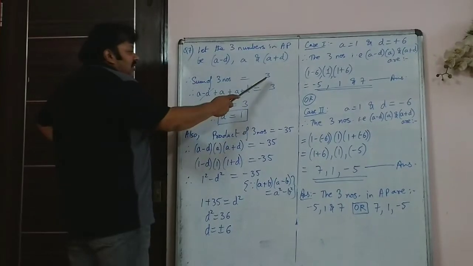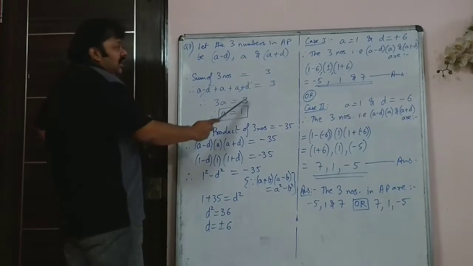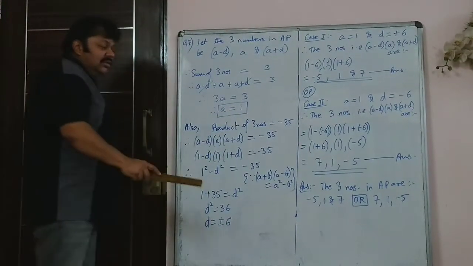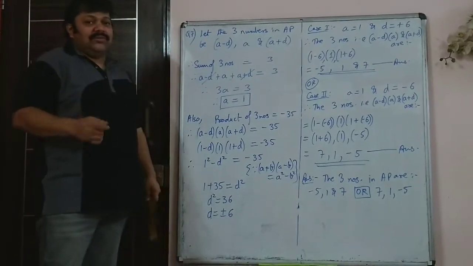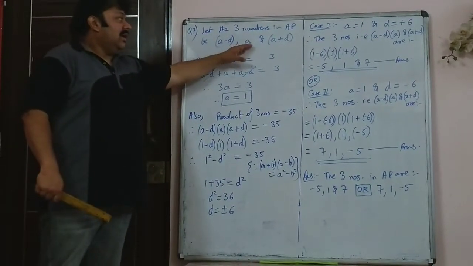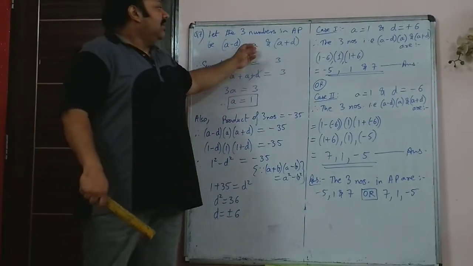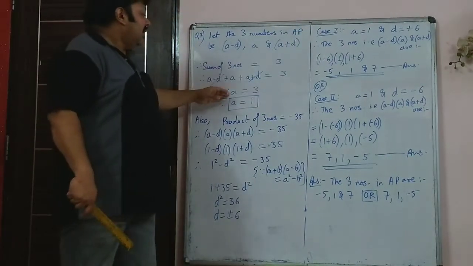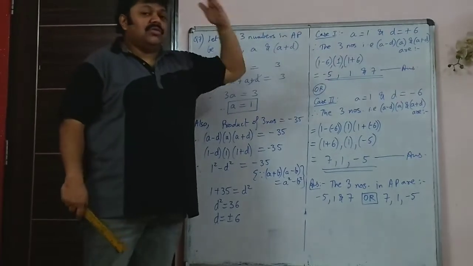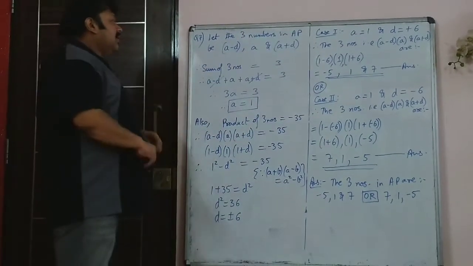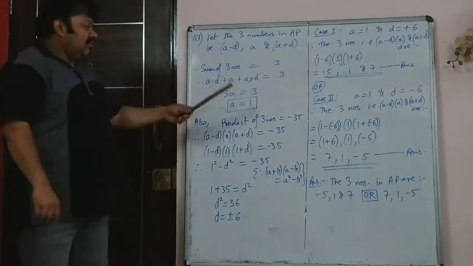So now the sum of the numbers is given as 3. So when you add this, you will get 3a is equal to 3, so a is equal to 1. That is the reason why we took it as a minus d, a and a plus d. Had I taken it as a plus d and a plus 2d, that is also an AP. But then you will not be able to simplify it and get the value of a. So please don't take it as a plus d and a plus 2d. When three numbers are given, take it as a minus d, a and a plus d. So you will get a is equal to 1.